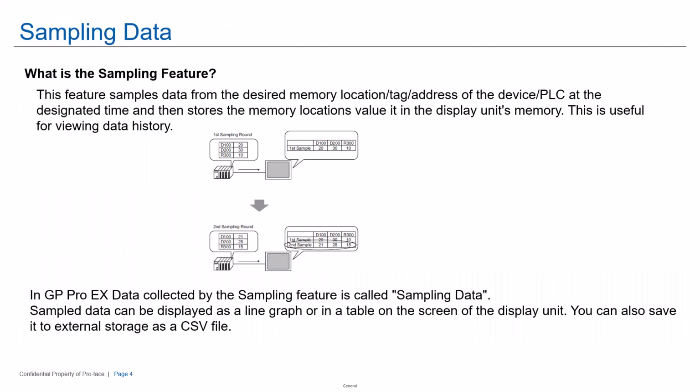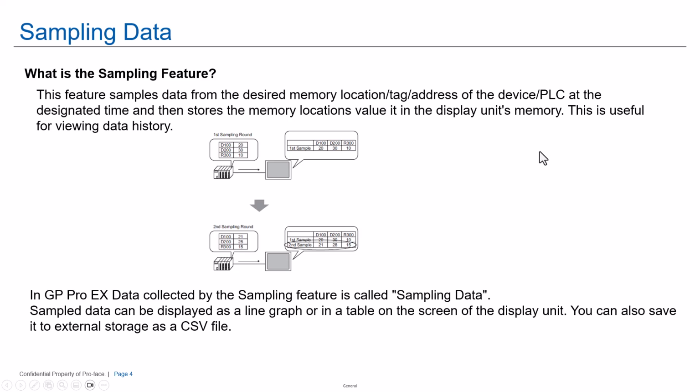Okay, so what is the sampling feature? This is straight from the manual, and I think it's a pretty straightforward thing. I'll just walk you through that. We're taking a sample of data from a desired memory location or a PLC address at a designated time and storing that into the display unit's memory. This is useful for viewing and logging data histories.